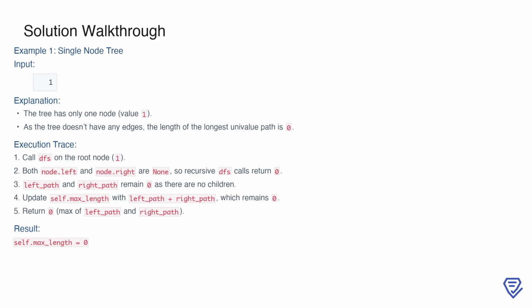Because this node doesn't have any left or right children, the recursive calls to DFS return 0. The variables left_path and right_path also remain at 0 because there are no child nodes to contribute to the path. Finally, we update the global self.max_length by adding left_path and right_path, which results in 0. The function then returns 0, the maximum of the two path lengths. The result for this example is that the longest Univalue path has a length of 0.